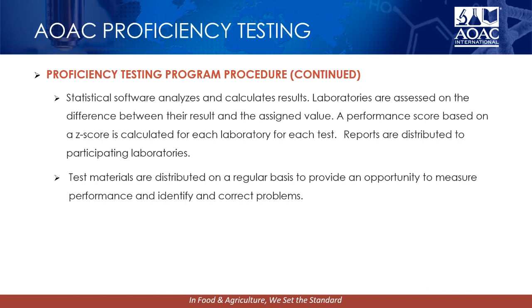Test materials are distributed on a regular basis, and this provides an opportunity to measure performance often and also identify and correct problems. If laboratories receive Z-scores that are greater than 3, that usually is a nonconformance, and the laboratory has to perform a root cause analysis, corrective actions, etc., and usually will need to order an additional set of samples from that round. We make those available.